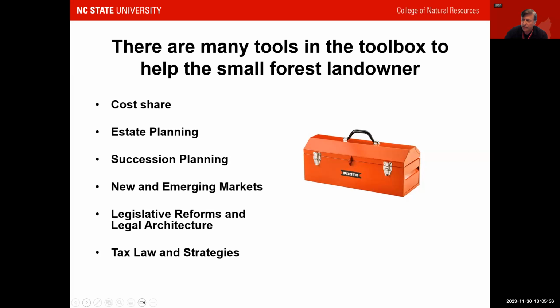But what I wanted to say is when it comes to land retention, there's a lot of tools in the toolbox to keep family forest owners in business.